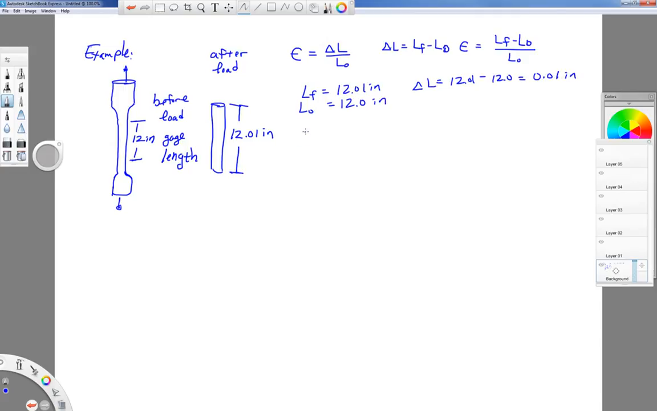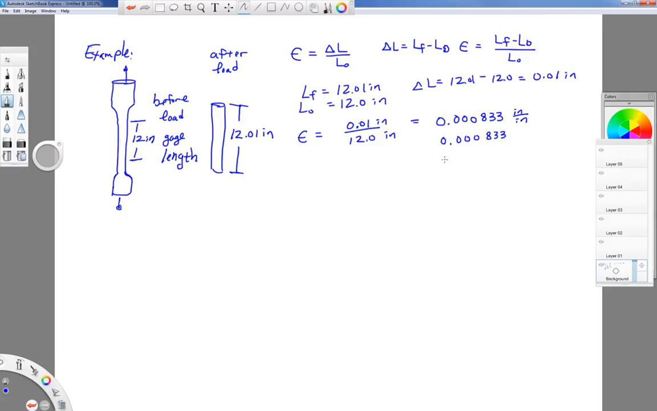And then compute the strain by this change in length over the initial length of that gauge section. The number that we get in this case is a pretty small number, 0.000833. Some people will use the units of inches per inch when they write this down. Some people will just write this as a unitless measure because it is. So they write down 0.000833.